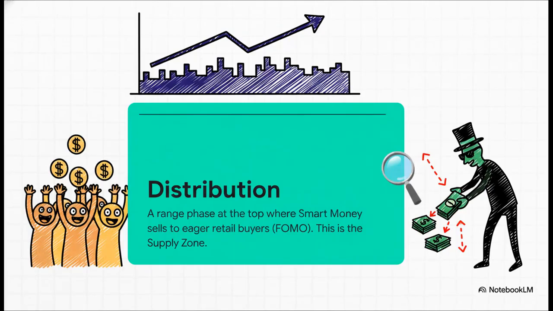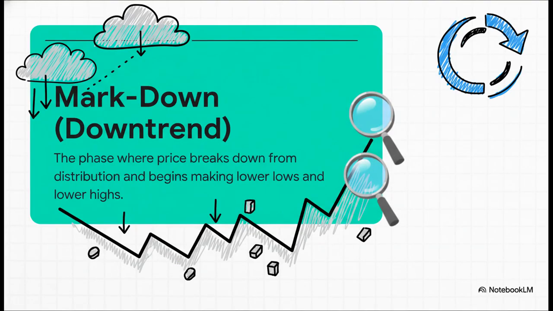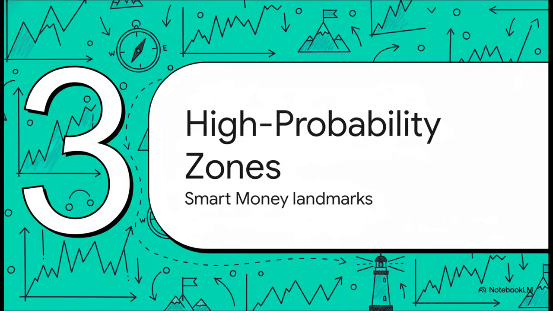Then, at the very peak of that uptrend, we see the mirror image: distribution. The market goes into another sideways range. But now, retail traders are full of FOMO, that fear of missing out, and they're buying like crazy. And who do you think is selling to them? You guessed it, smart money. They're offloading their positions at a premium, and this creates a supply zone. And finally, after that distribution is complete, the markdown begins. Price breaks down from the range, a downtrend takes hold, and the entire cycle is now complete, ready to start all over again.